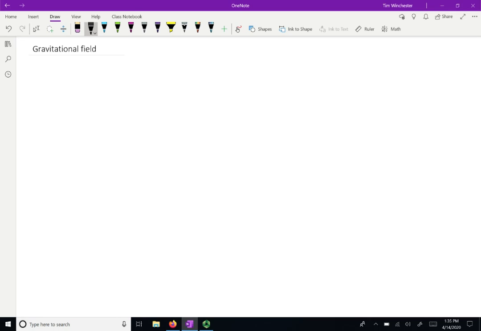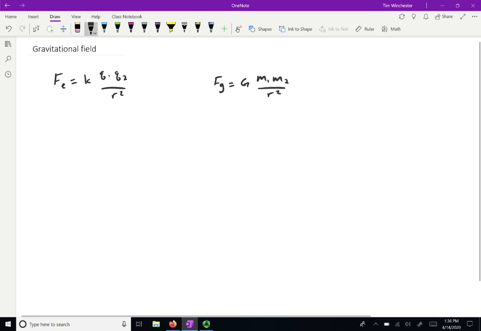Now that we've spent a little bit of time studying both gravity and electrostatics, one thing I'd like to do is spend just a little bit of time making some analogies between them because they're very similar in a lot of ways. So to begin with, Coulomb's law, which says that the electric force equals K Q1 Q2 over R squared, is almost the same in form as Newton's law of universal gravitation, which tells us that the gravitational force is equal to G m1 m2 over r squared.